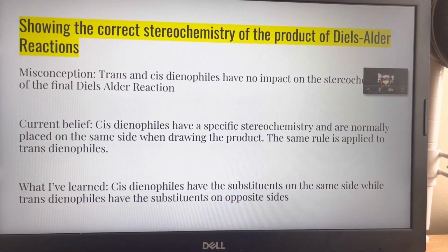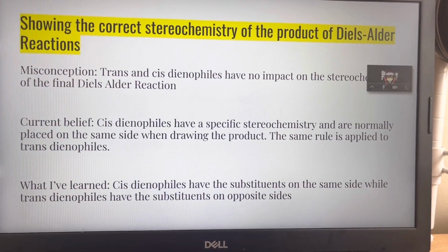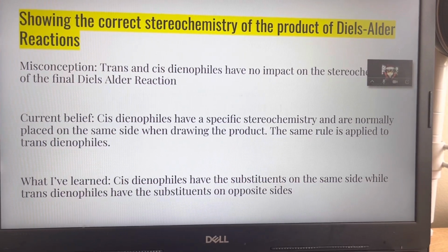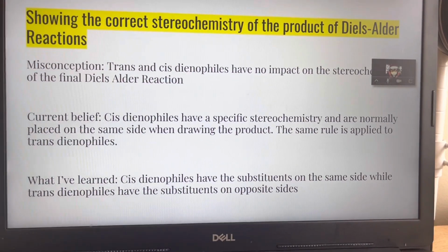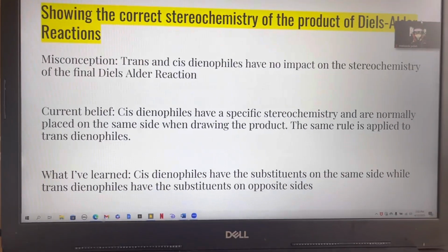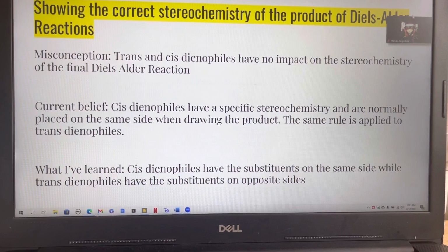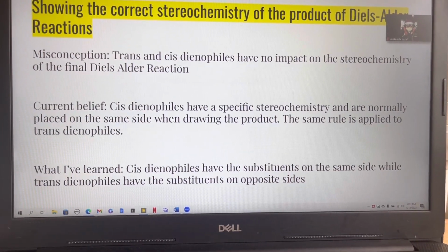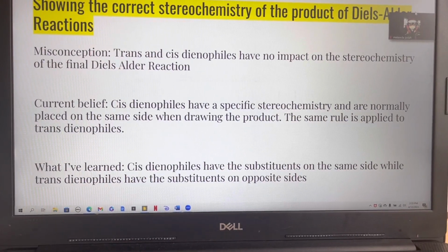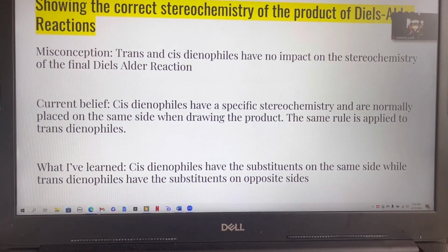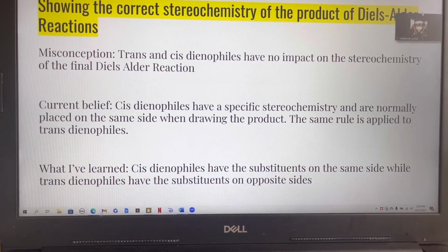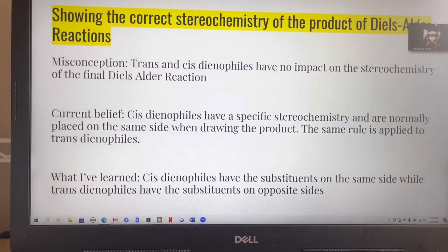Showing the correct stereochemistry of the product of a Diels-Alder reaction. Misconception, trans and cis dienophiles have no impact on the stereochemistry of the final Diels-Alder reaction. Current belief, cis dienophiles have a specific stereochemistry and are normally placed on the same side when drawing the product. The same rule is applied to trans dienophiles. What I've learned, cis dienophiles have the same substituent on the same side, while trans dienophiles have the substituent on opposite sides.